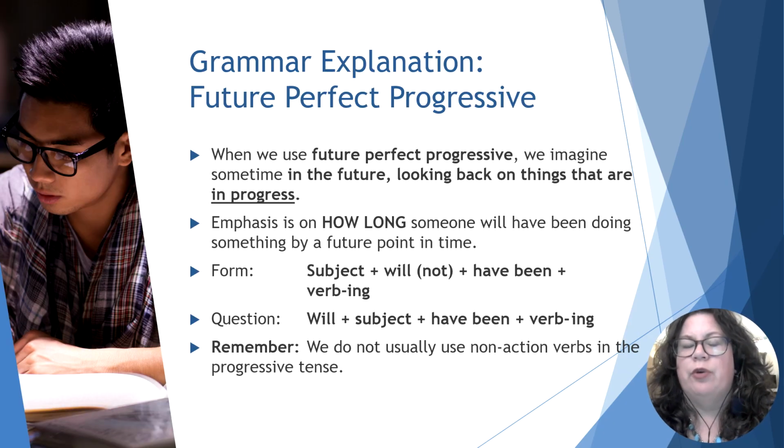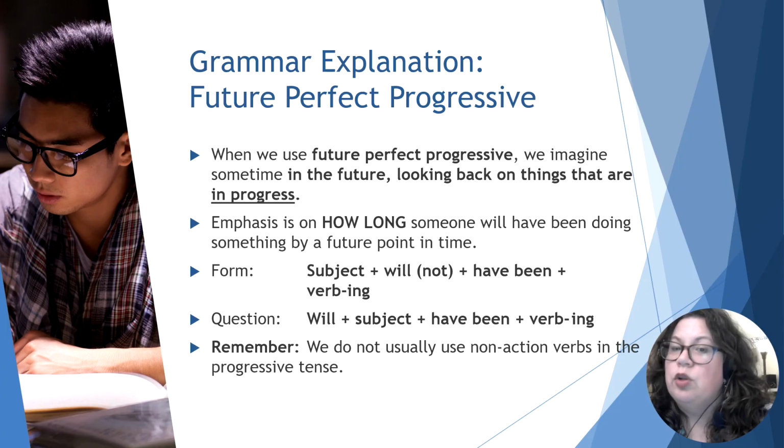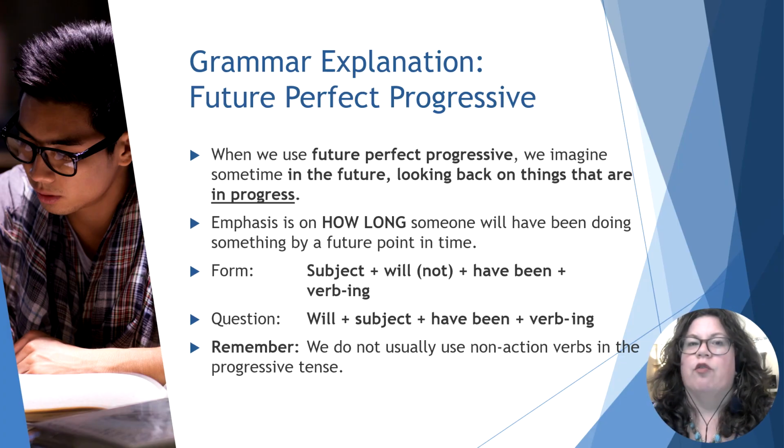Now the other grammar point, future perfect progressive. If you studied British English, future perfect continuous, same thing, just two different names. Whenever we use the progressive tense, we're talking about duration of time. So when we use future perfect progressive, we imagine ourselves sometime in the future, also looking back on things, not things we have accomplished, but things that are in progress over a duration of time. And the emphasis here is on how long someone will have been doing something by a future point in time.